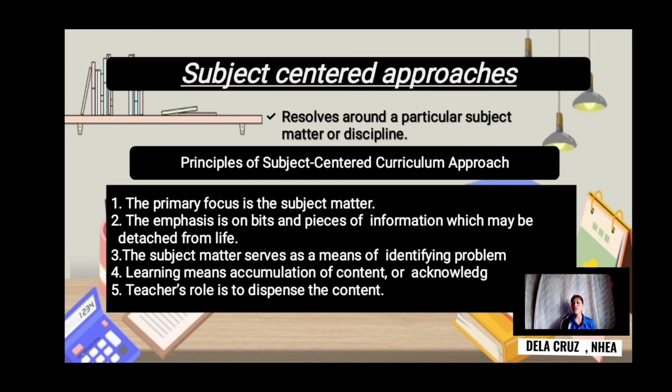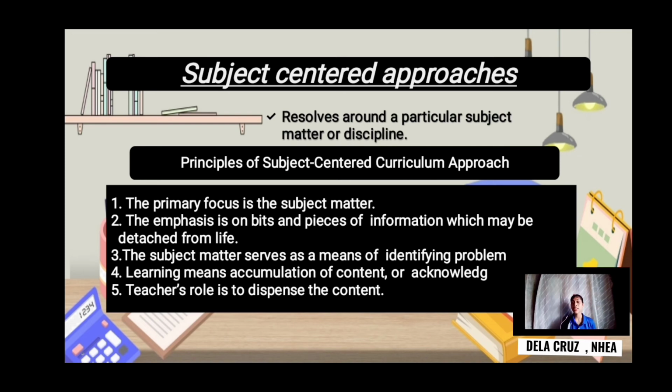The second one is the emphasis on bits and pieces of information which may be detached from life. So it is connected to real life that will bring your learnings not just within the campus but outside the school. The third one is the subject matter serves as a means of identifying problems of living, and the learning means accumulation of content or knowledge.